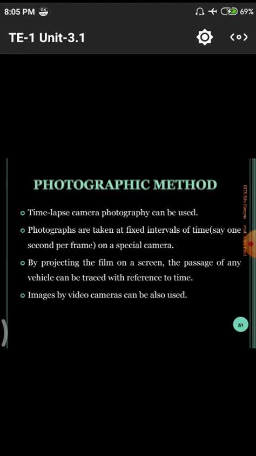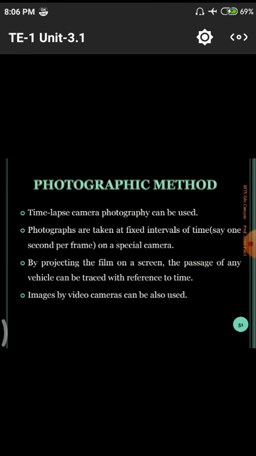Next, by projecting the film on a screen, the passage of any vehicle can be traced with reference to time. That means the camera will simply be taking photographs with respect to time. For each and every second, millisecond, or microsecond, depending upon the capacity, the camera automatically captures the photo, so that whenever we observe a particular time, say 9 o'clock 5 minutes 20 seconds, we can see what vehicles are moving on a particular speedway. After that, the speed maintained by those vehicles can also be captured.